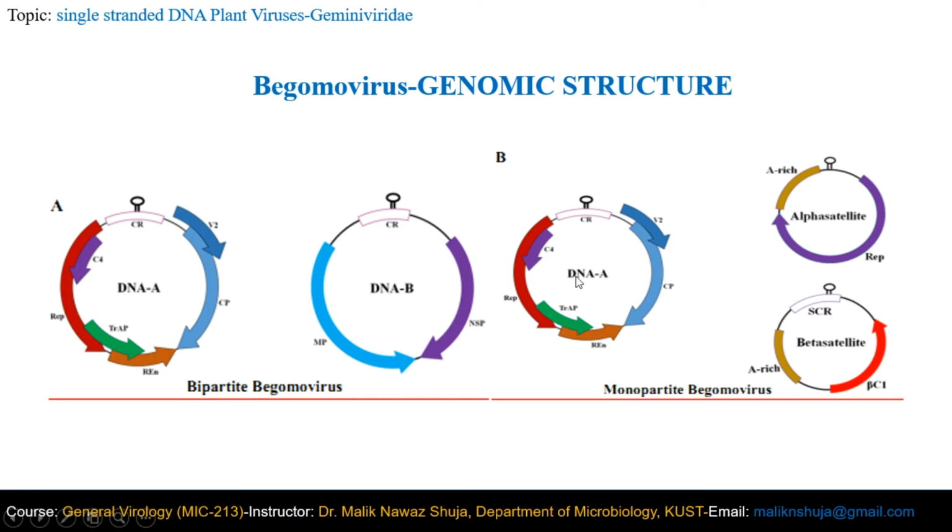DNA-A has the same genes such as V2, CP, C4, REP, REN, and TRAP, and they are separated from one another by the large intergenic region in which there is a common region. The common region is roughly 200 nucleotides, which is common between DNA-A and DNA-B molecules.